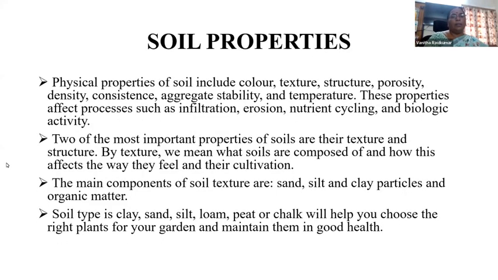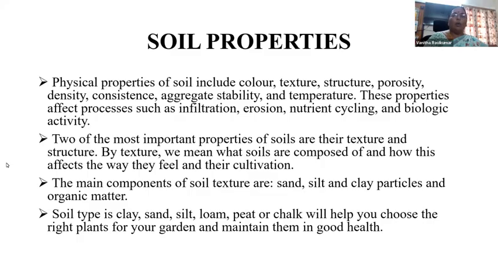The soil properties include the physical properties. Physical properties mean color. Red soil has more iron content. Black soil means clay soil, and it is suited for cotton cultivation. Texture means the different types of texture. In later slides I will explain about texture and structure.